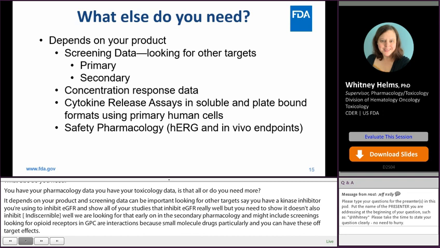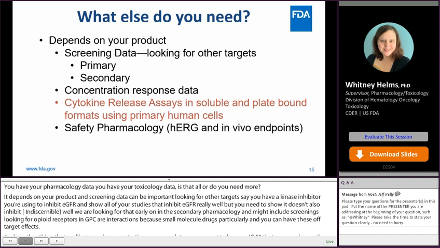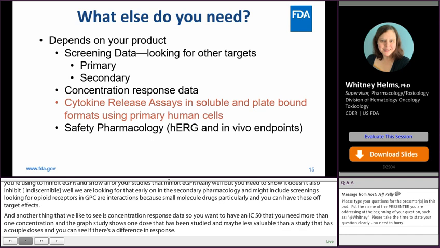Another thing that people get tripped up on, especially for the immuno-oncology products, is the cytokine release assays. These are hazard ID studies. We're looking for potential for acute cytokine reactions, both in soluble and plate-bound formats using primary human cells. And the lack of this data for some of the IO products has resulted in at least temporary clinical holds.